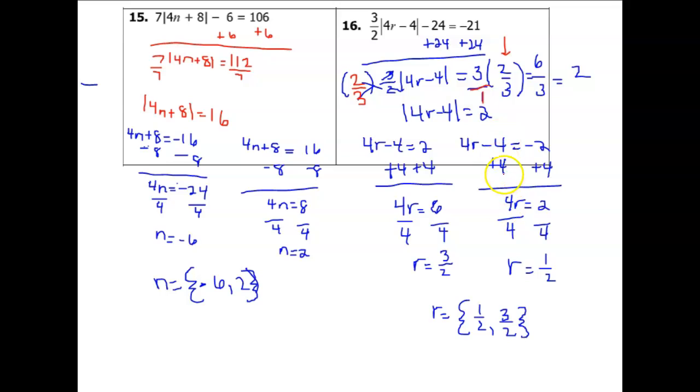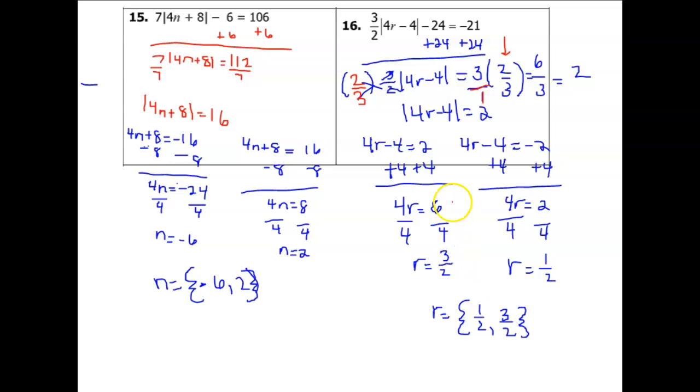On the other side, I do the same. I add 4 on both sides, and I end up with 4r equals 2, right? Negative 2 plus 4 is 2. I divide by 4 on both sides, and I get r equals 2 over 4. But remember, 2 and 4 are both divisible by 2. So if you divide by 2 on the numerator and denominator, you would end up with 2 divided by 2, which is a 1, and 4 divided by 2, which is a 2. 1 over 2. All right?